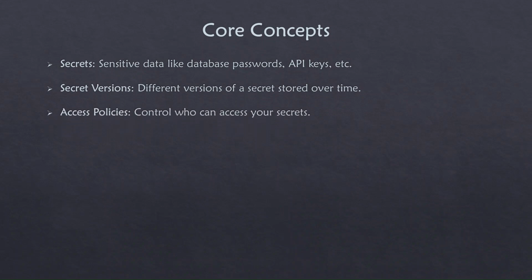So, access policies. Access policies define who can access your secrets and under what conditions. By using AWS Identity and Access Management policies, you can control access to the secrets at a granular level. This ensures that only authorized users and services have access to sensitive information, helping maintain security and compliance. These are the core concepts of Secrets Manager.